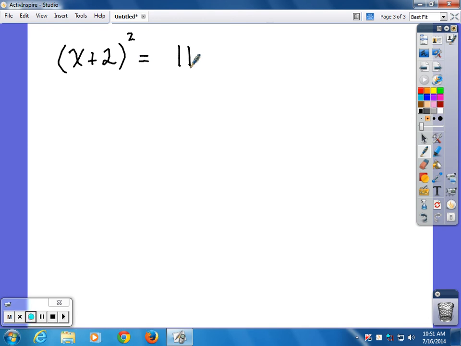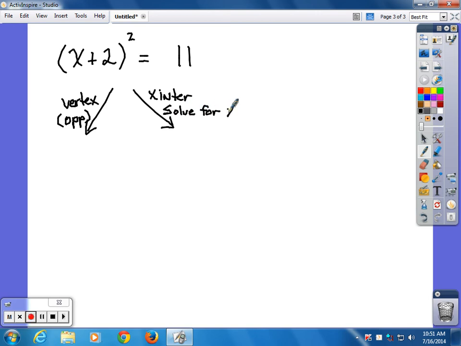And yesterday, or Monday, when we went over this, we stopped right about here. And I told you to draw 2 arrows. And on this side, you're going to find your vertex. And to find the vertex, you take the opposite. And over here, we put X-intercepts. And I put solve for X.